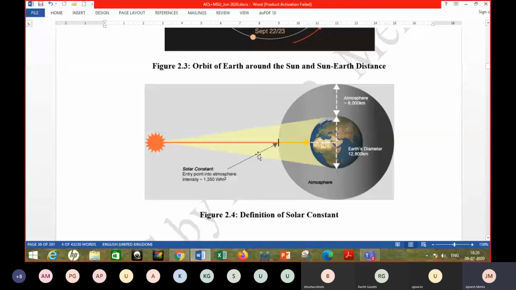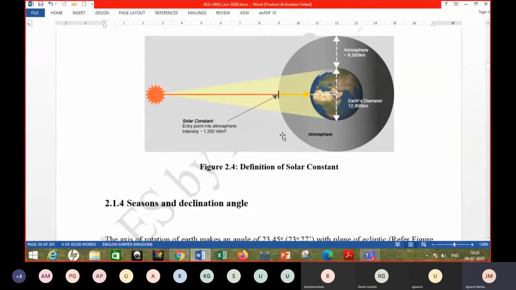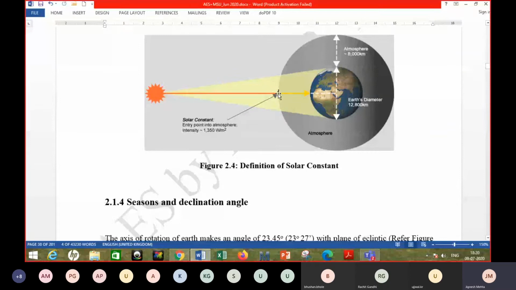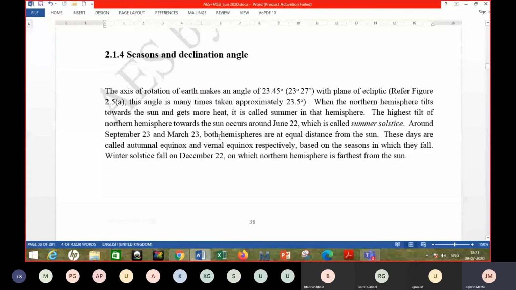So when you say extraterrestrial solar radiation flux, how is it defined? You put a 1 meter square area perpendicular to the sun rays outside Earth's atmosphere, and what you get on that is called extraterrestrial solar radiation, and the average value of that is called the solar constant. Though here it is shown 1350, it's not the exact value. The most accurate recent value is 1367 watt per meter square.